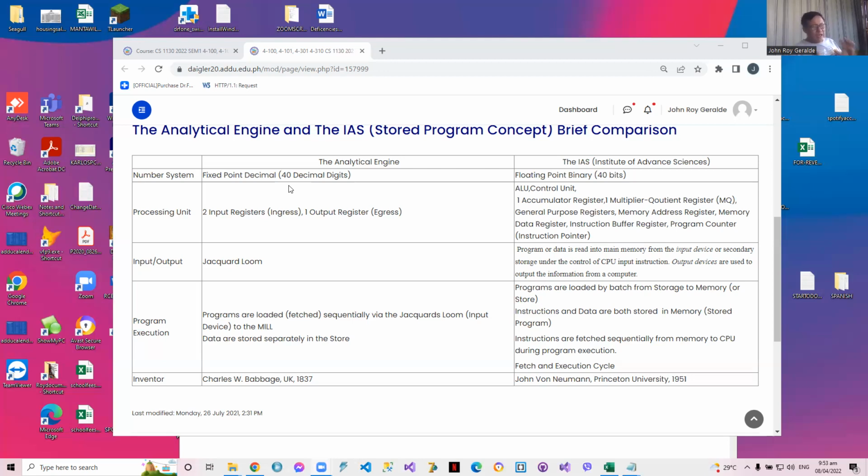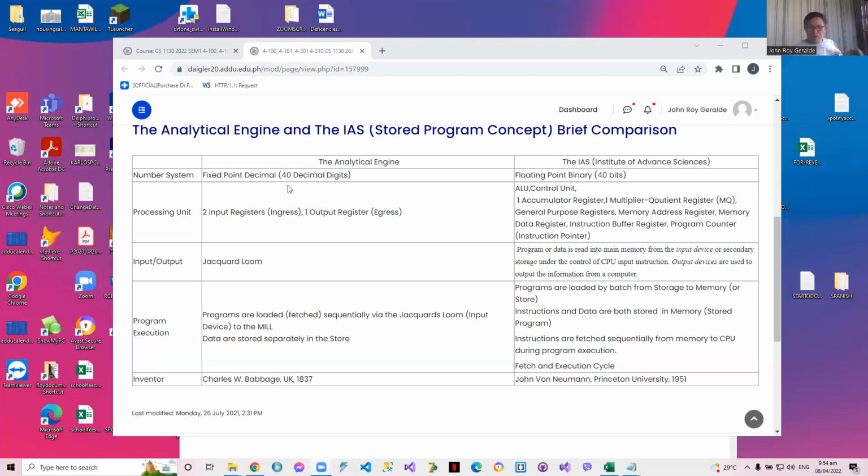For John von Neumann, let us store them on the same memory. Instructions and data are both stored in memory. That's called stored program. Instructions are fetched sequentially from memory to the CPU during program execution. So program execution is composed of two cycles called fetch and execute. Fetch transfers the code from memory into the CPU, and execute is performed. Execution is done by the CPU to perform the desired function.